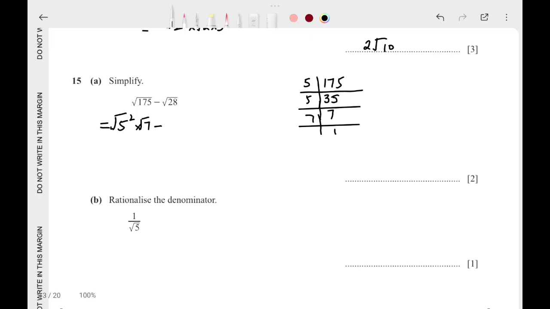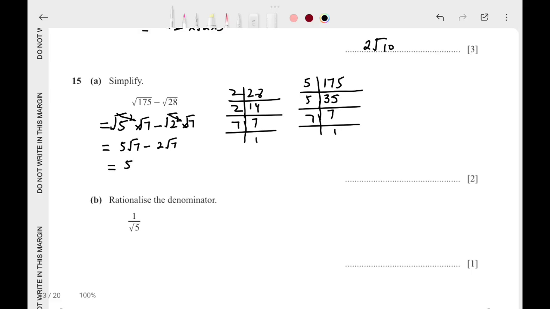Minus, and 28: 2 times 14, 2 times 7, and 7 times 1. So it would be 2 square into 7. So the square root cancels with the 2. So 5 under root 7 minus 2 under root 7. We cut the power 2 with the under root. So it would be 5 minus 2 under root 7. So 3 under root 7 would be the final answer.